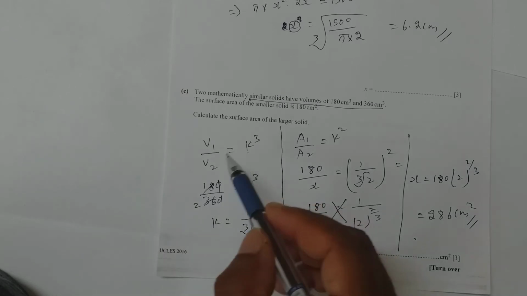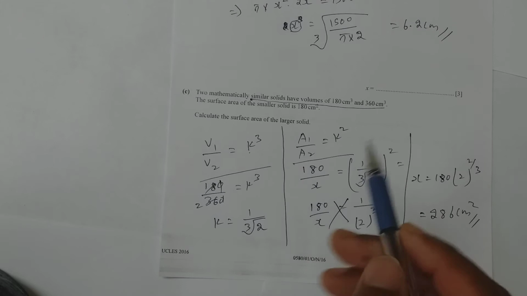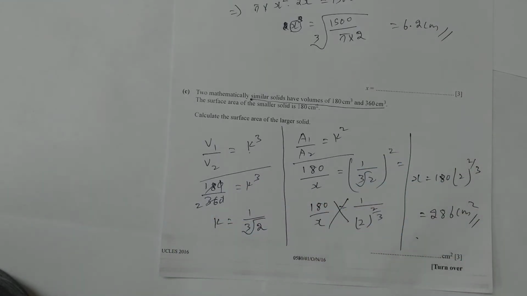Did you understand? If you know this relation, it's enough. Get k from here, place it here. And you need to do it carefully, obviously, right? Okay.